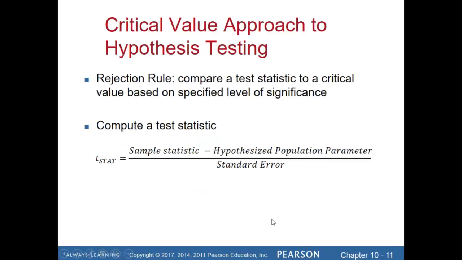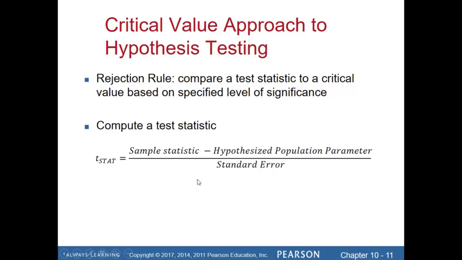All right. Now, I just want to refresh your memory on a couple of items that we looked at when we first introduced critical value hypothesis testing. We would state a rejection rule in which we would compare a test statistic to a critical value of that statistic based on a specified level of significance. So we might say something like, we're going to reject the null hypothesis if my test statistic is greater than 1.96 or less than negative 1.645, depending on how we set up our hypotheses and what that level of significance was.